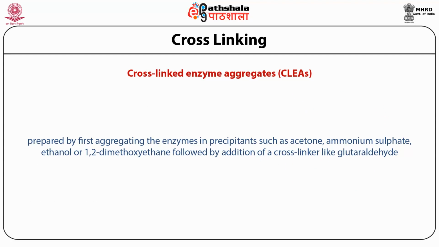So, what is a cross-linked enzyme aggregate? This is prepared by first aggregating the enzyme in precipitants such as acetone, ammonium sulfate and ethanol, followed by the addition of cross-linkers such as glutaraldehyde.